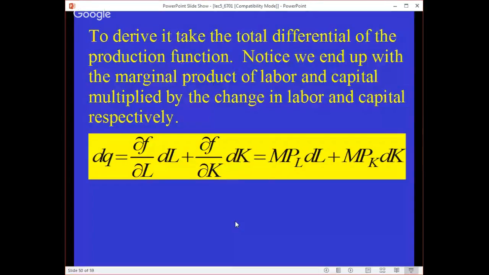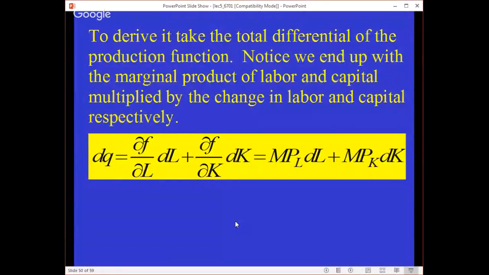Now the partial of F with respect to L is simply the marginal product of labor. The partial of F with respect to K is simply the marginal product of capital. So I can rewrite that as the marginal product of labor times dL, plus the marginal product of capital times dK. Right? Preguntas?